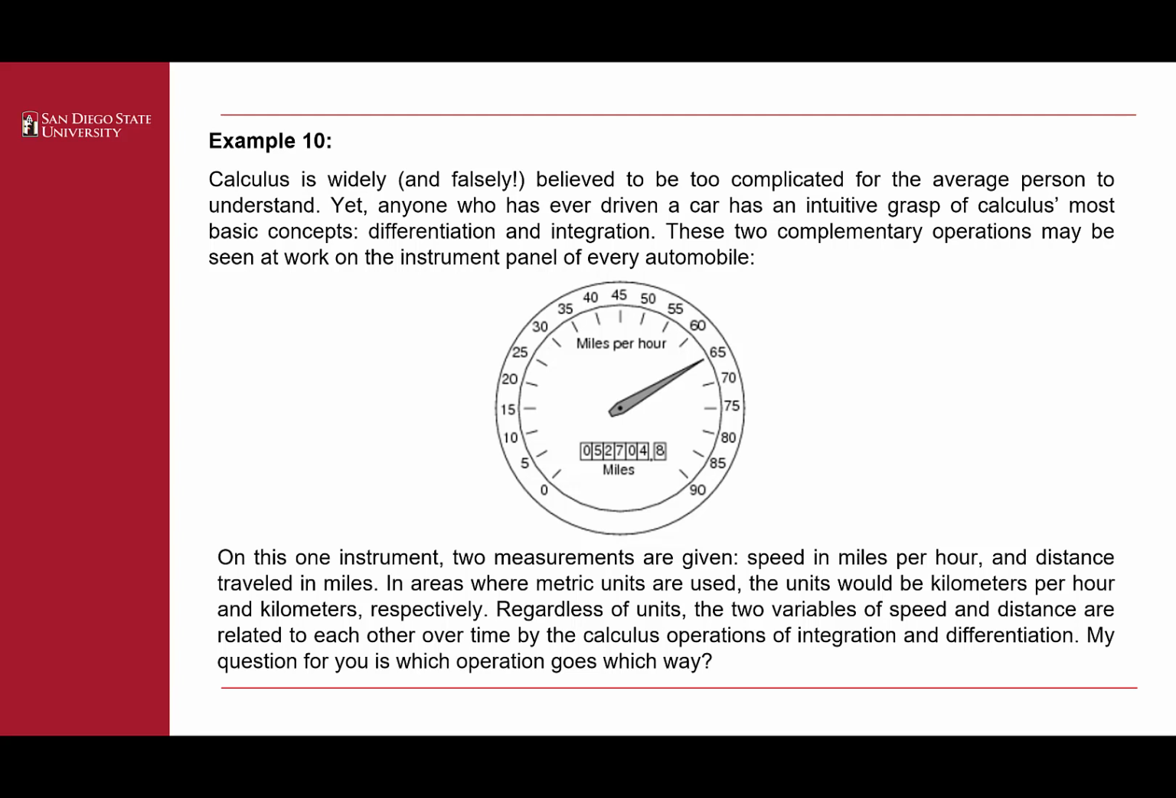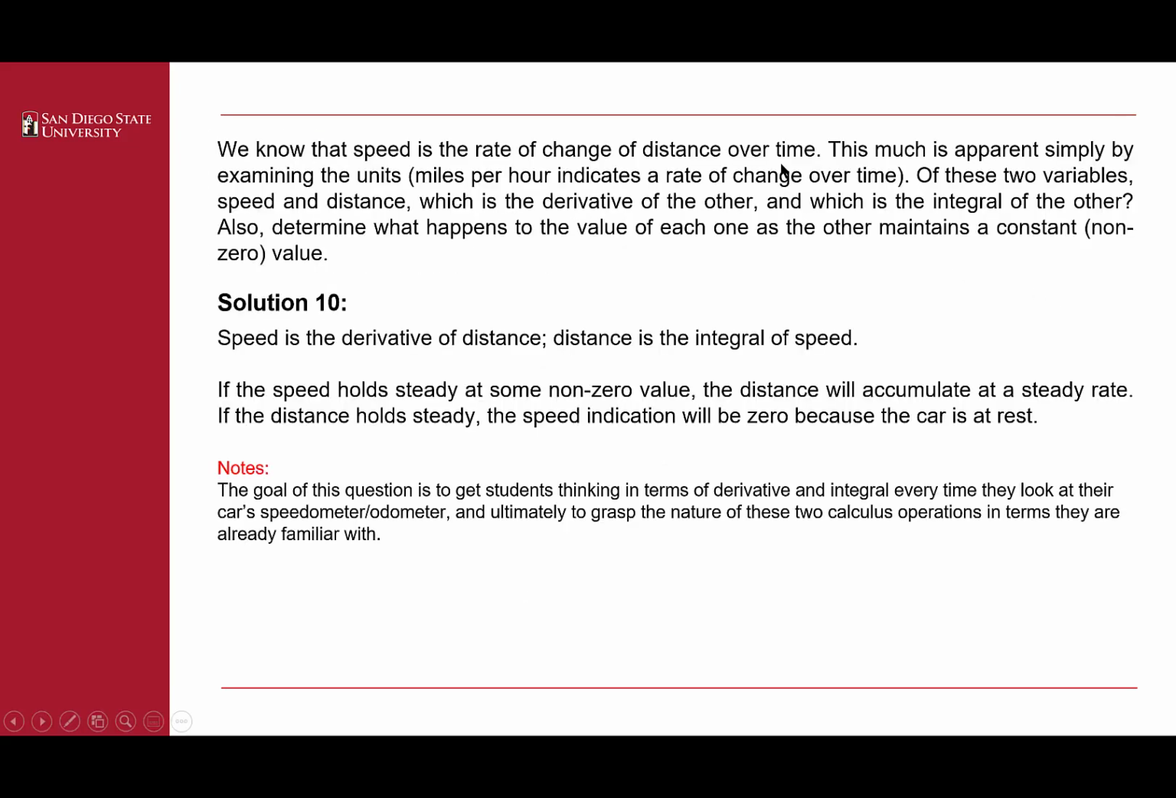We have revisited this analogy a couple of times in our previous parts. Here we will be touching it again. And the question is, which operation goes which way? We know that speed is the rate of change of distance over time. This much is apparent simply by examining the units. Miles per hour indicates a rate of change over time.